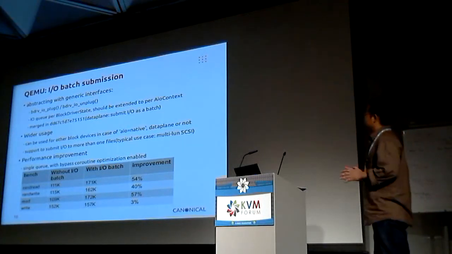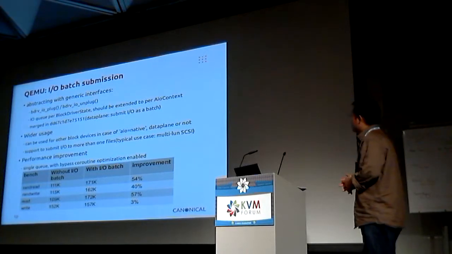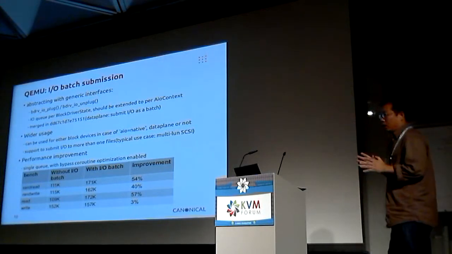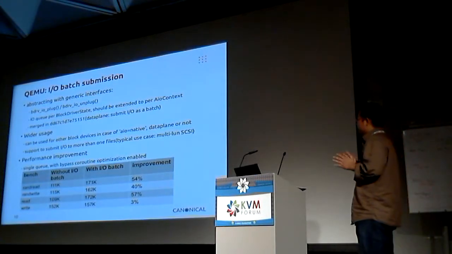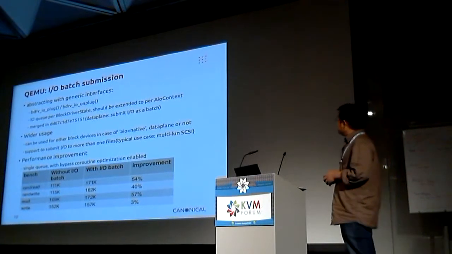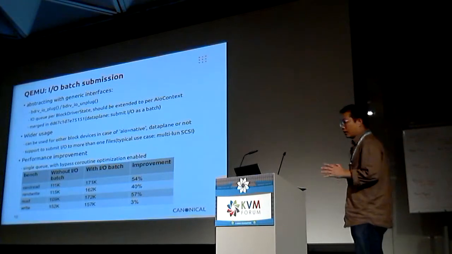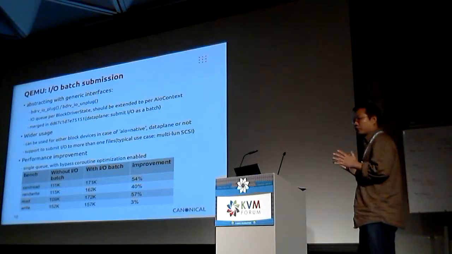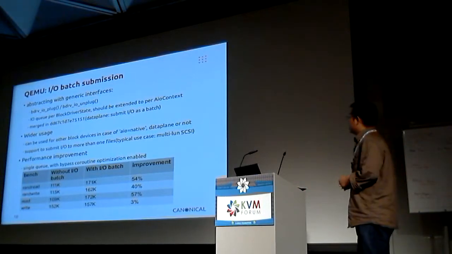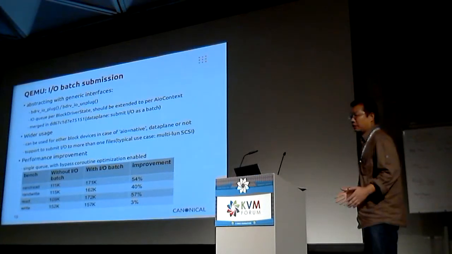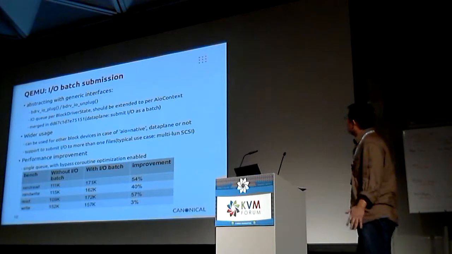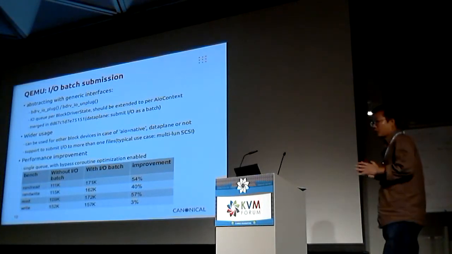Two interfaces, a general interface, io_plug and io_unplug, are introduced for handling IO as a batch. Actually, there is one IO queue behind the idea. Currently, the IO queue is in the block driver state, but it should be extended to the AIO context, because, as I said, it can be used to submit requests to more than one file. Also, it has wider usage. It can be used for other block devices in case of native AIO, either dataplane or not. One typical use case for submitting IO to more than one file is multi-LUN SCSI.